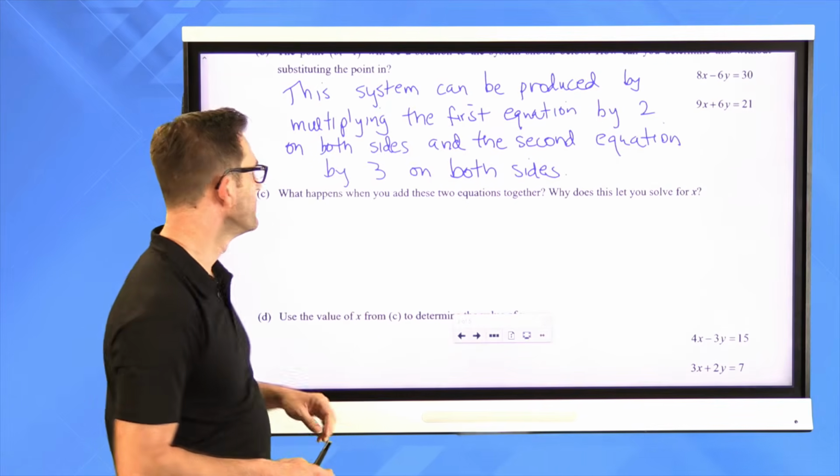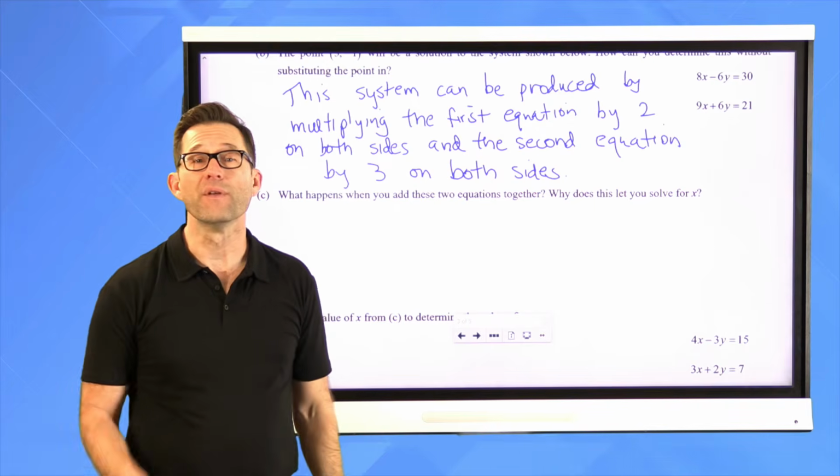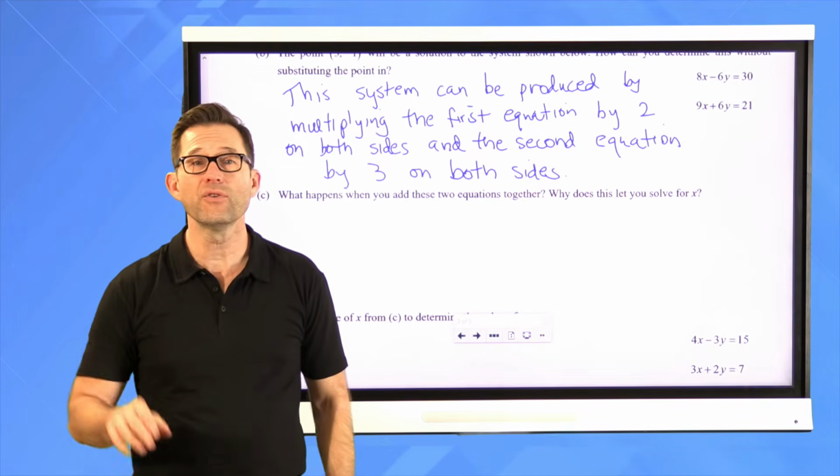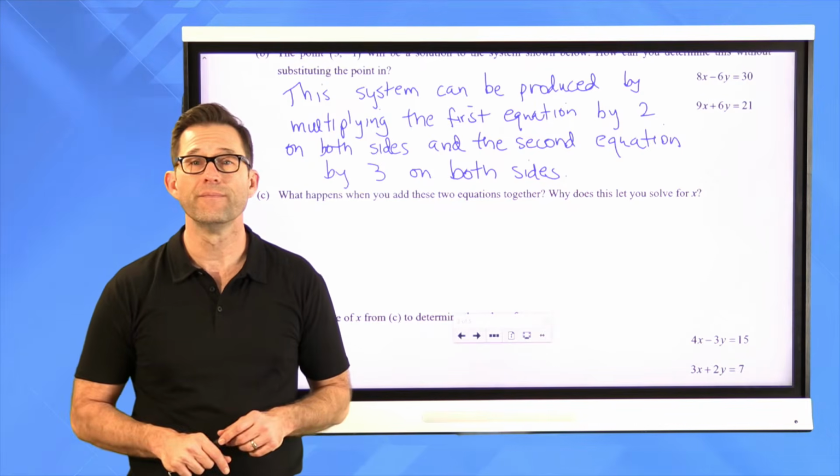All right, let's take a look at letter C. What happens when you add these two equations together? Why does this let you solve for x? All right, well, play around with this. Like add the two equations together and solve for x. Pause the video now.